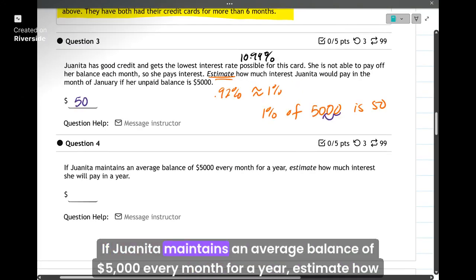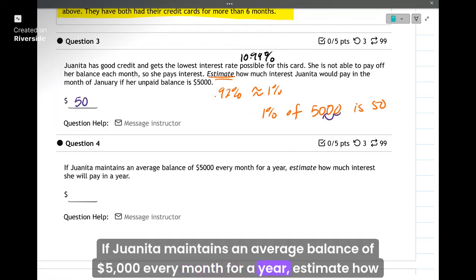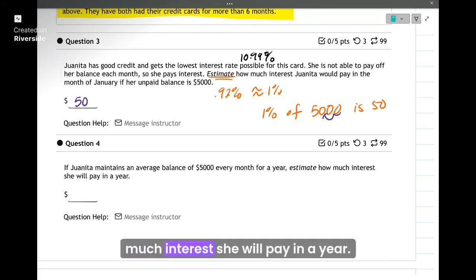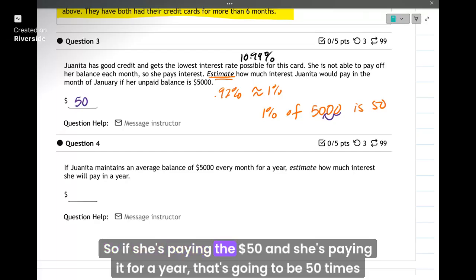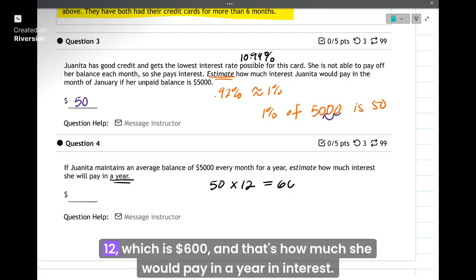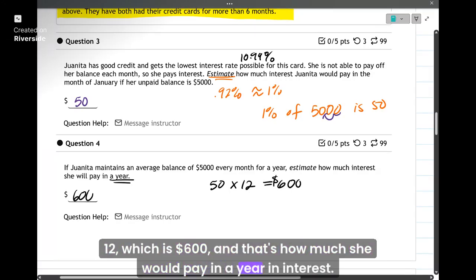If Juanita maintains an average balance of $5,000 every month for a year, estimate how much interest she will pay in a year. So if she's paying the $50 and she's paying it for a year, that's going to be 50 times 12, which is $600. And that's how much she would pay in a year in interest.